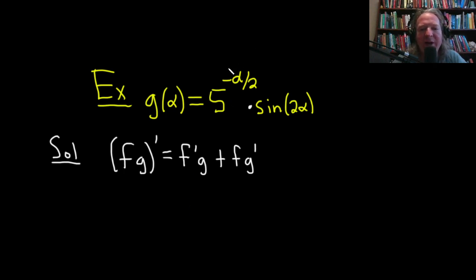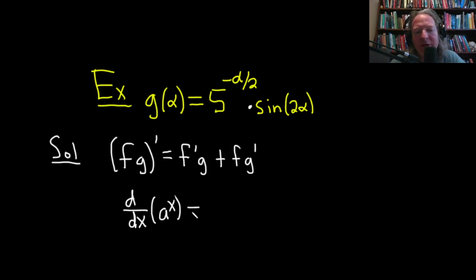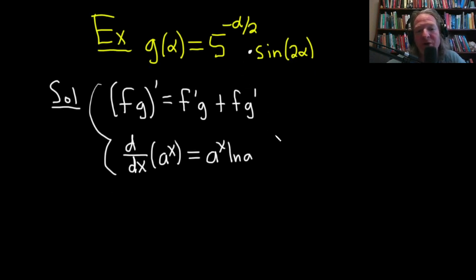Also, this 5 to the negative alpha over 2, there is a formula for the derivative, say, with respect to x, of a to the x. This is equal to a to the x ln a. So equipped with these two formulas and some other basic facts from calculus, we should be able to compute this derivative. So let's go ahead and do it down here.